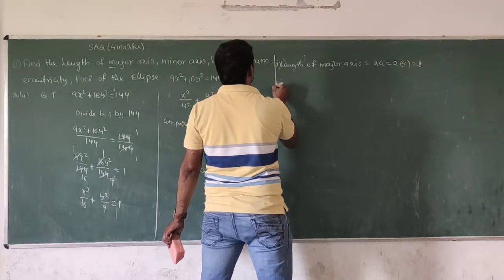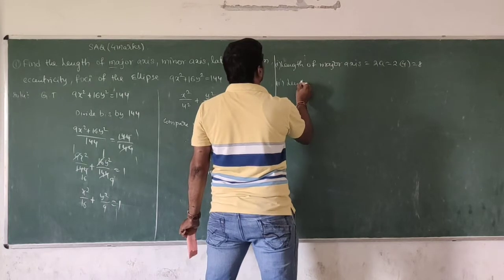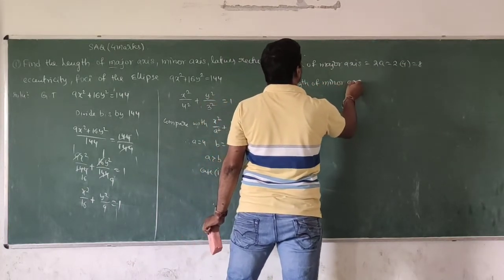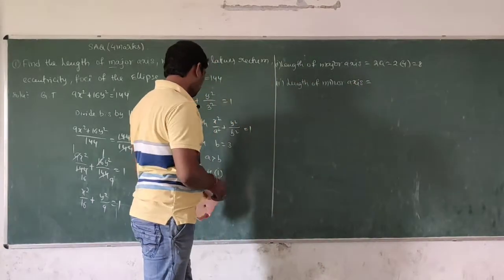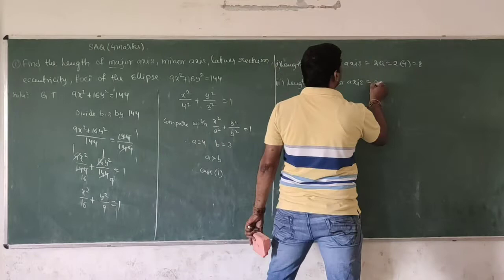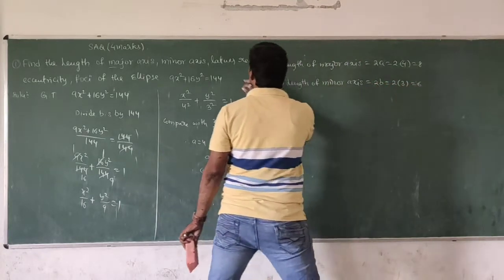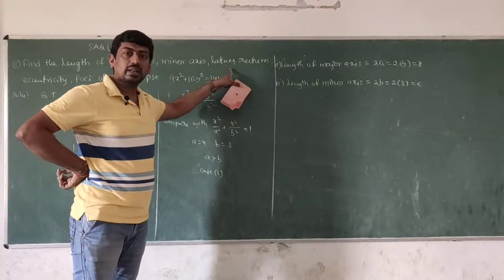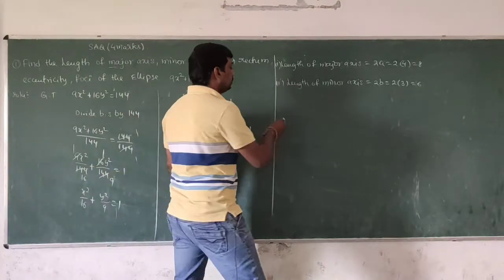Next, the second one, length of minor axis. Length of minor axis in case 1 is 2b. 2 into b value 3, 2 times 3 is 6. Next, lattice vector. As I forgot to explain this lattice vector in the 4 cases, just now write it down.